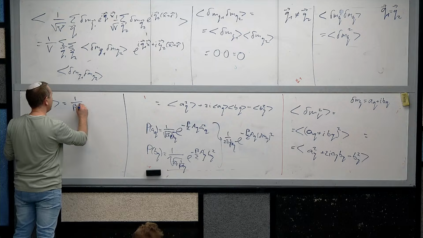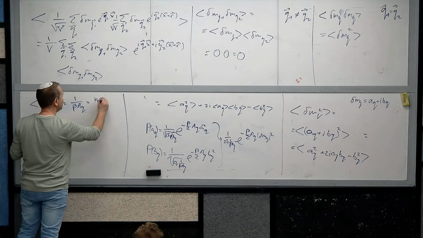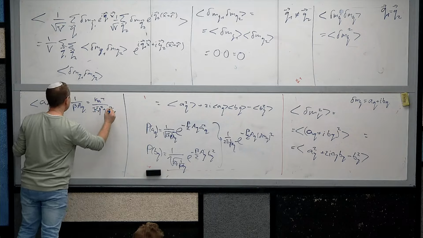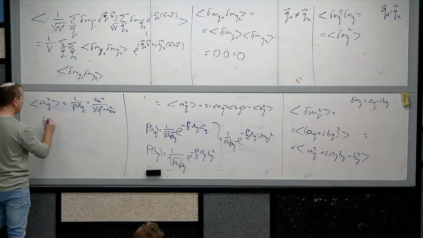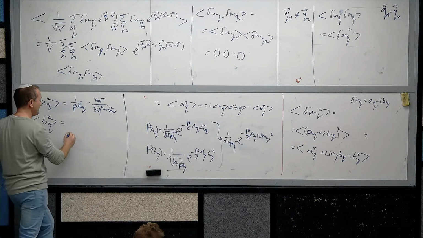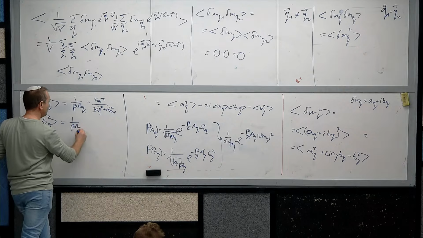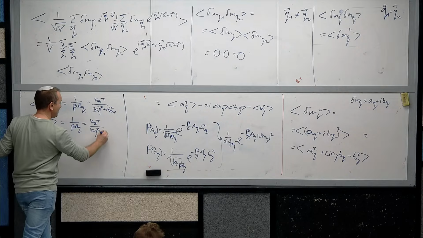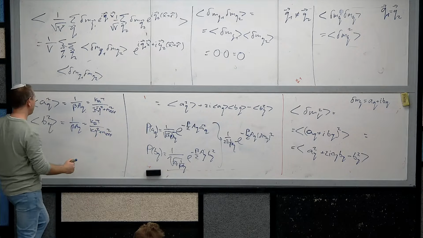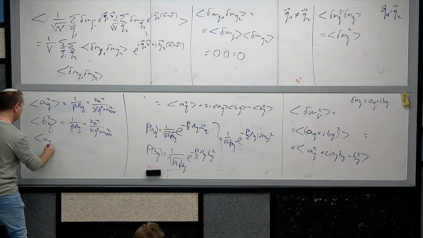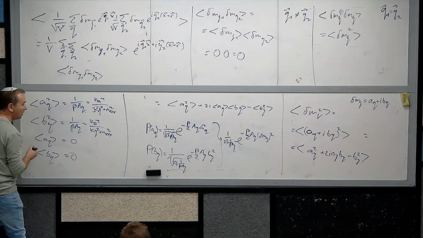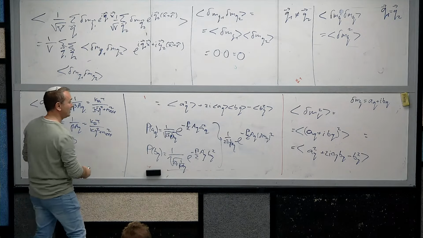This is k Boltzmann T divided by large K Q squared plus mu effective squared. B Q squared is exactly the same thing: 1 over beta A Q equals k Boltzmann T over K Q squared plus mu effective squared. Average A Q equals 0. Average B Q equals 0. What have I obtained?